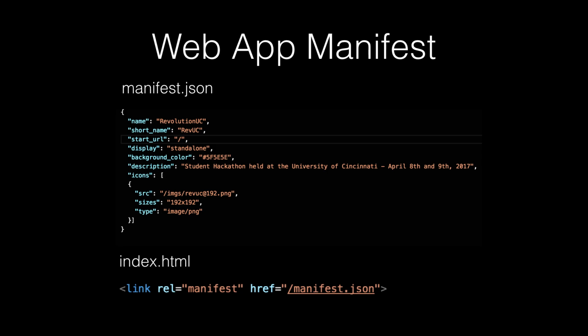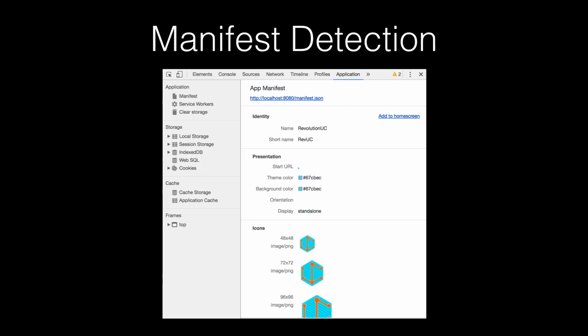And so a basic look of the detection is going to be something like this. Hopefully you guys can see that. If you want an example of this, you can go to revolutionuc.com, the hackathon website that I'm building.